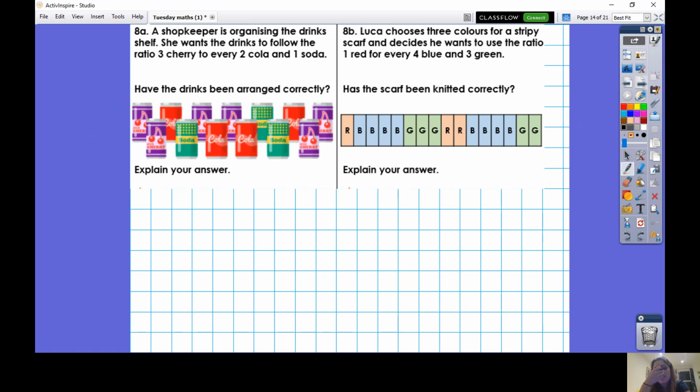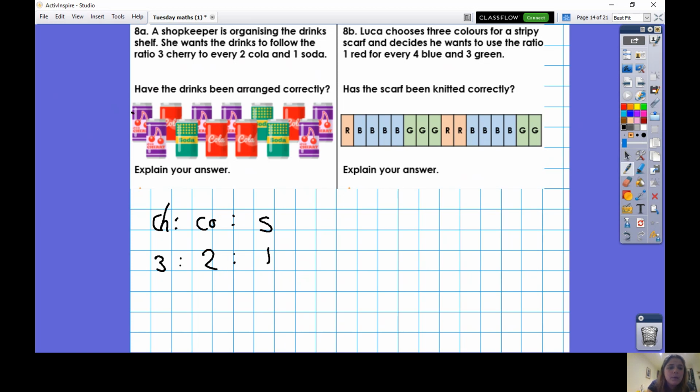You might also be asked a reasoning question like this. A shopkeeper is organising the drinks on the shelf. She wants the drinks in the following ratio of 3 cherry to every 2 cola and 1 soda. Have these drinks been arranged correctly? For these questions, I would present it as the formula that we've looked at. I'm going to put ch for cherry, co for cola, and s for soda. Now, I want to put my formula: 3 cherry, 2 cola, 1 soda.